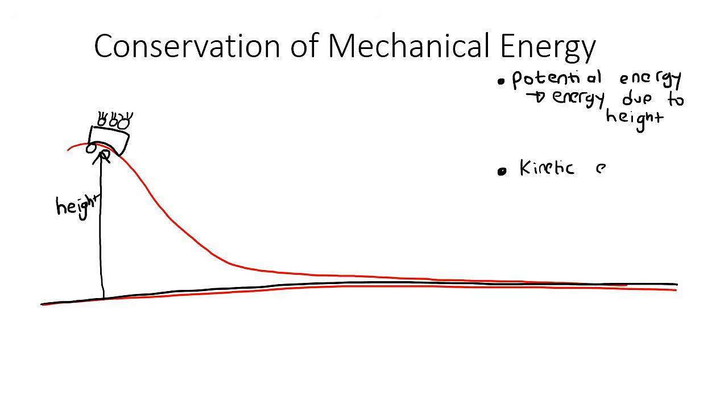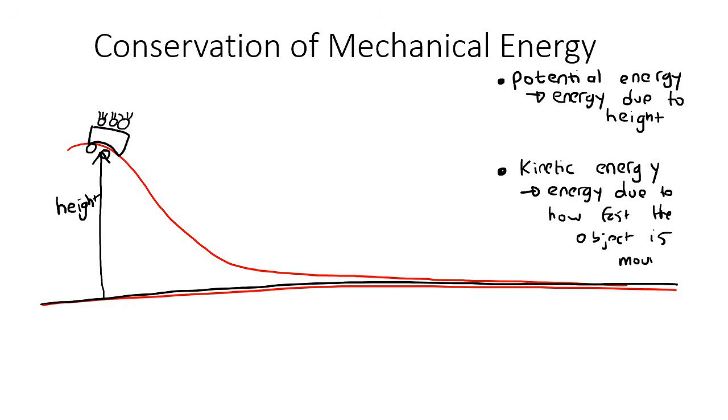Then there's another type of energy that we're going to look at in grade 10, and that is kinetic energy. These are actually two very important types of energies that they use in real life when they study these things, and in grade 12 you're also going to go into this in detail. Grade 11, for some reason, they just leave it out, and then in grade 12 it comes back. So kinetic energy is energy due to how fast the object is moving.